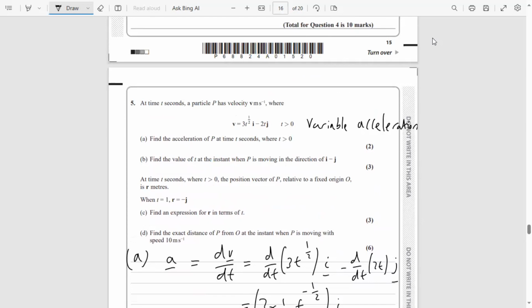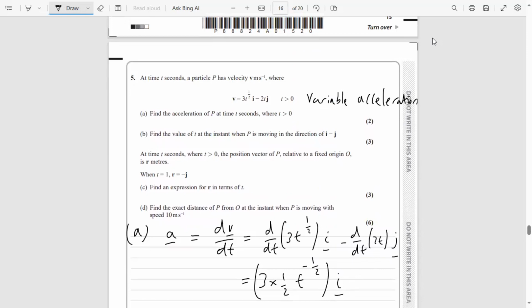So part b, to find the value of t at the instant when P is moving in the direction i minus j. Okay, right. So we want the particle to be moving in the direction i minus j.